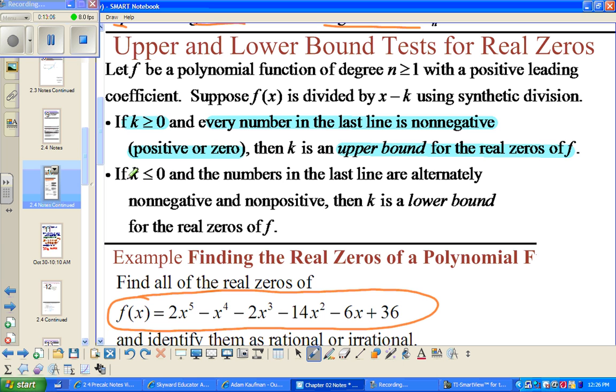Likewise, if you pick your number to the left, and it does need to be a negative number or 0, and you use that value for k in synthetic division, if the numbers in the last line are alternately non-negative and non-positive, so that's saying a negative number or 0 for every other number, then there are no real zeros to the left of the number you just tested. Keep in mind, you would not be able to use the actual zeros to verify this. You have to go just outside of them.